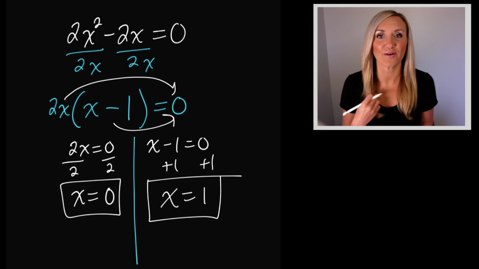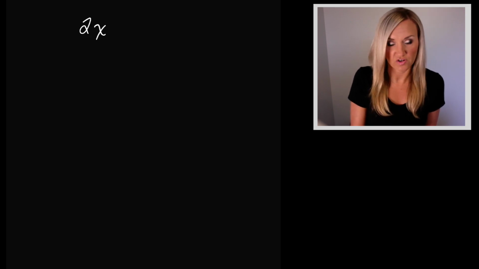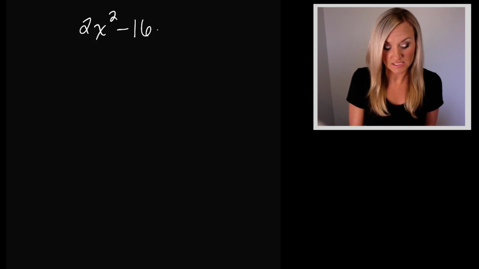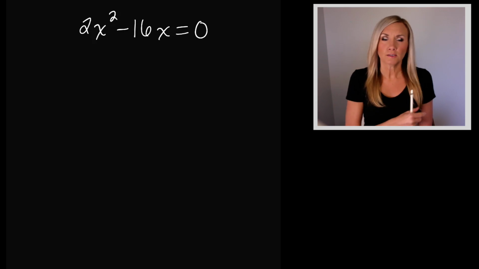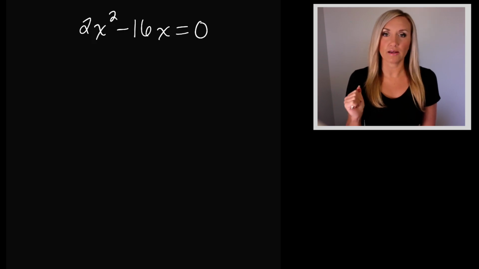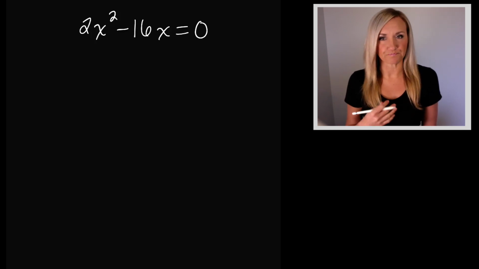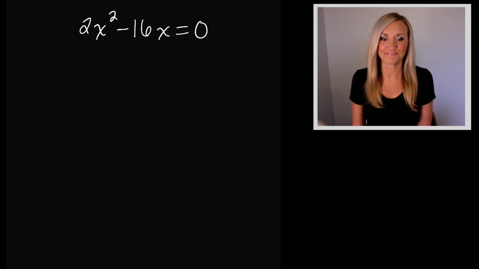All right, so here it is, example number 4. Let's go ahead and write it down, and then I want you to make that decision on where you are at with this video. How about let's do 2x squared minus 16x equals 0. All right, take a look at it. Good. I want you to pause. I want you to try this on your own, and then press play when you are ready.